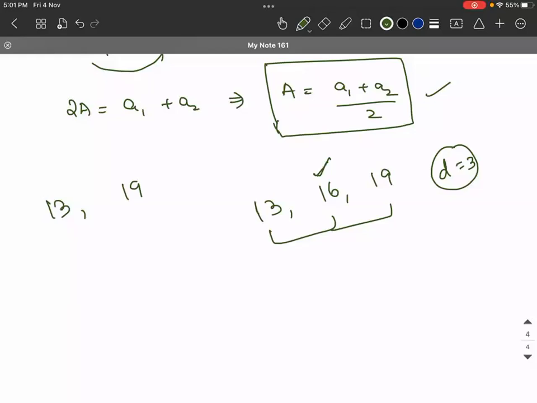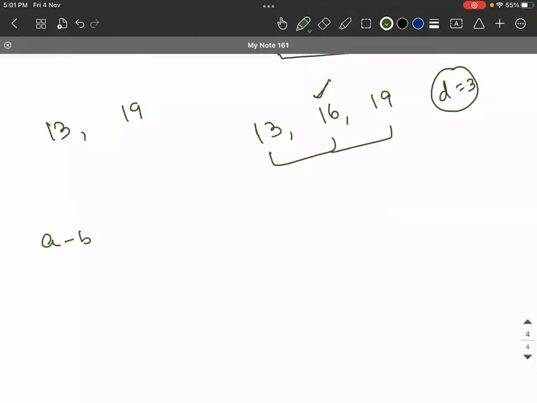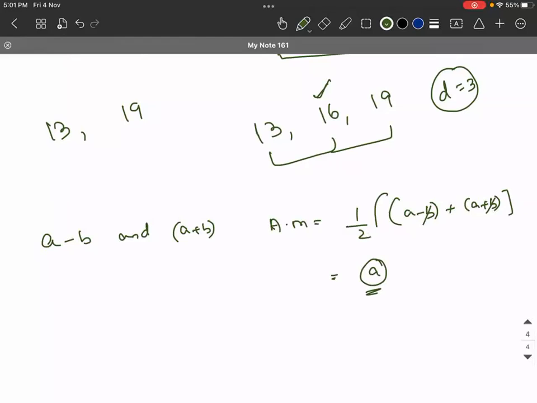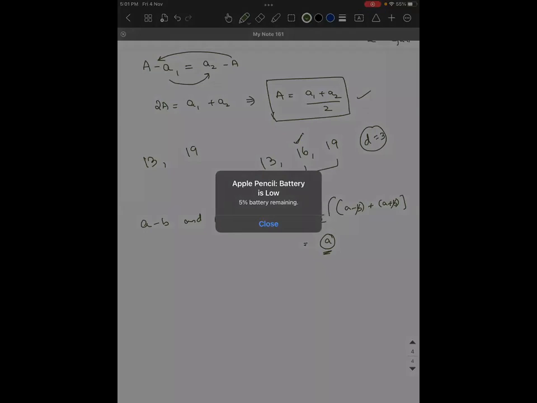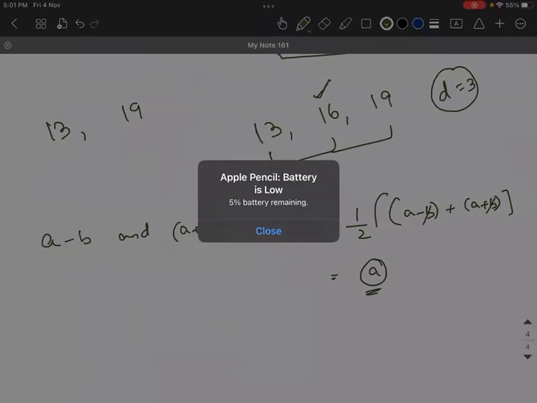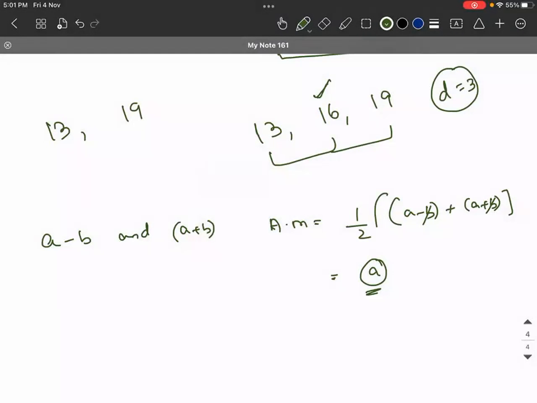Similarly, they have given another set, A minus B and A plus B. What is going to be the arithmetic mean? Half of (A minus B plus A plus B). So B and B are lost. You are going to get 2A by 2, which will give you A. That's the answer. Clear? I hope it is simple.